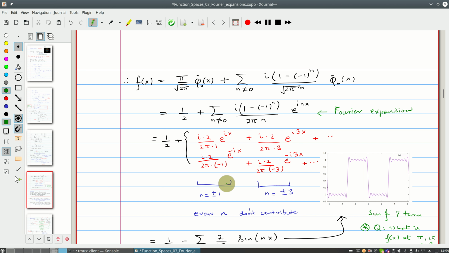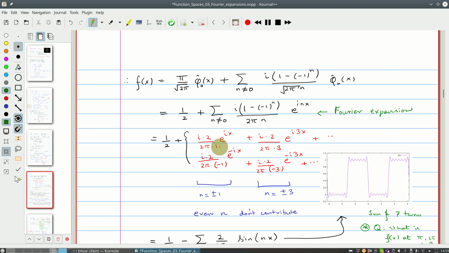Alright, so that means now what I've done is I've taken the term n is equal to 1 and written it up here. n is minus 1, written it down here. So that's n is equal to plus minus 1. n is plus 3 is up here. n is minus 3 is down here. And you can go on grouping these terms like this. As I've said, even n terms don't contribute.